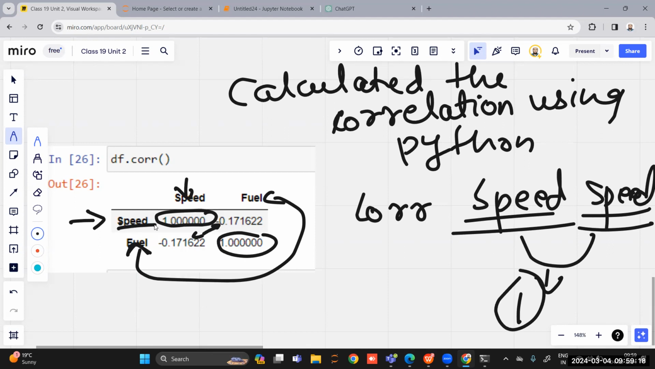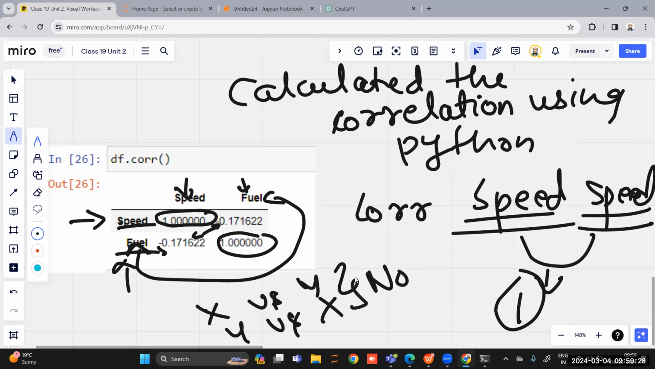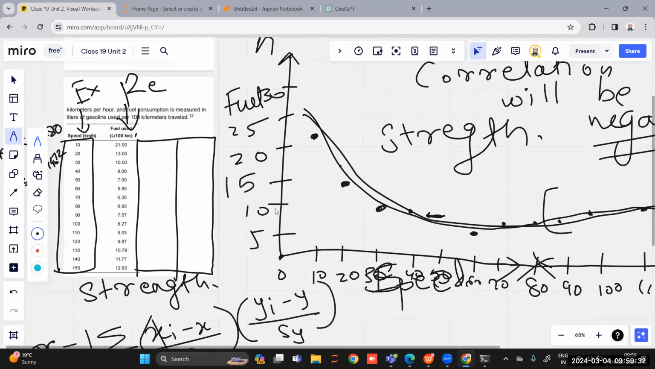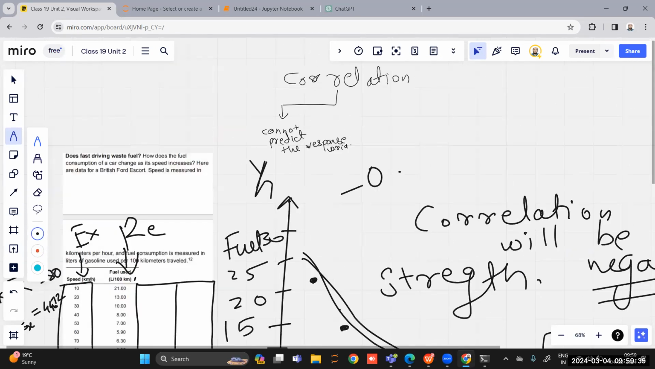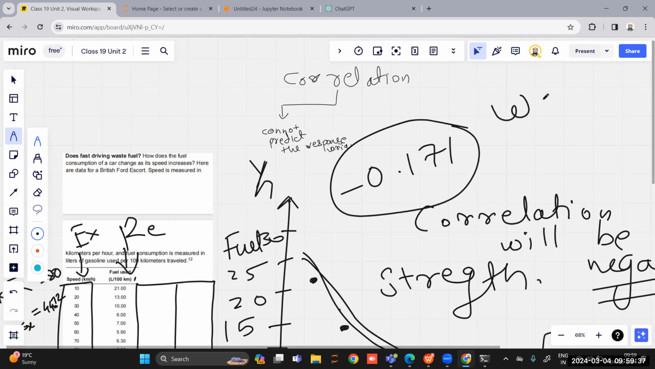See, speed versus fuel. Whether you take speed versus fuel or fuel versus speed, whether it is X versus Y or Y versus X, does the correlation change? The answer is no, the correlation does not change. So the correlation is minus 0.171, a weak negative correlation. Did you get that, Zaid? How to calculate it and all? Yes, that was interesting.